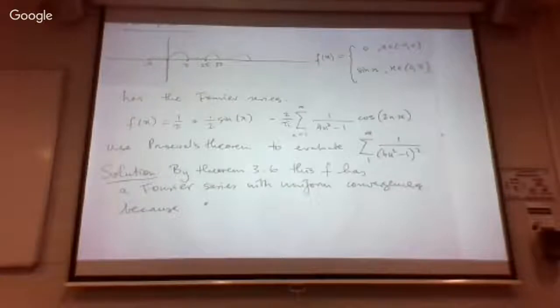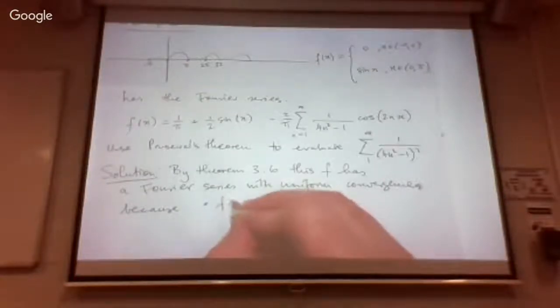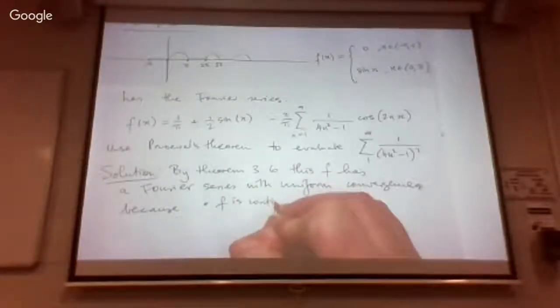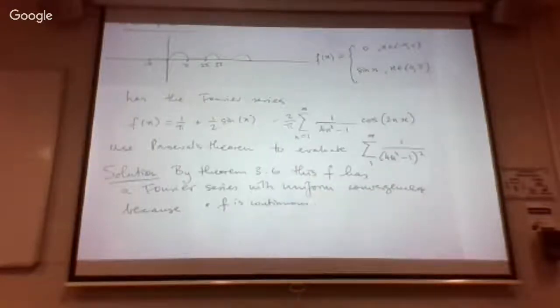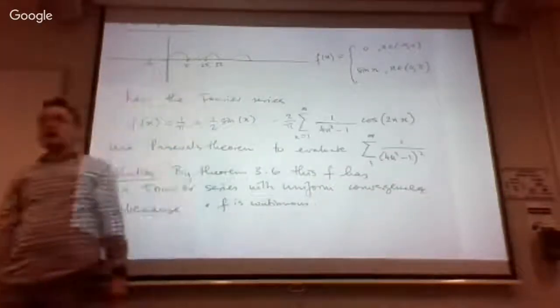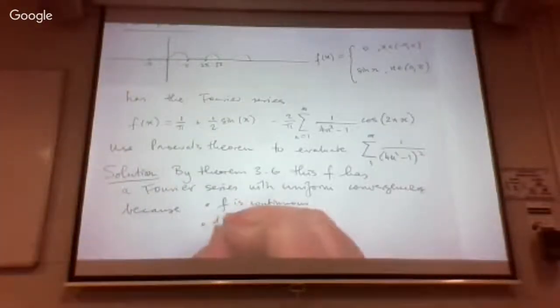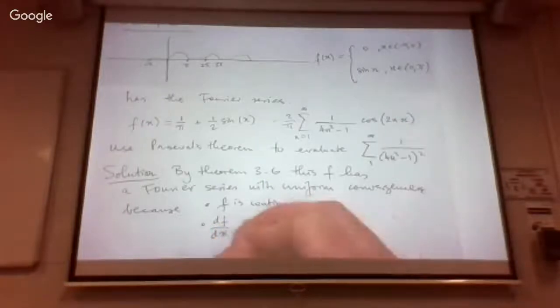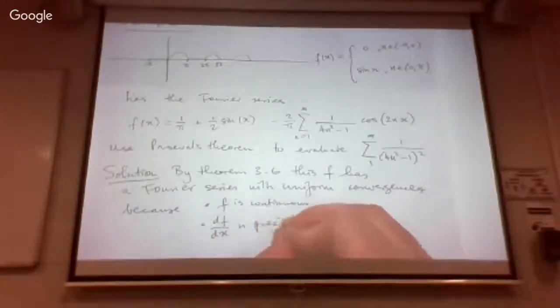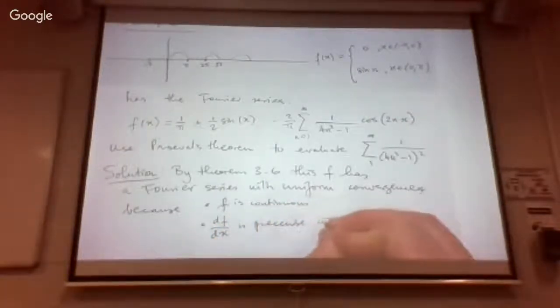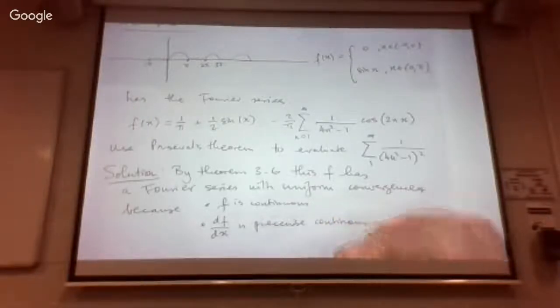The function f is certainly continuous. It doesn't make any sudden jump in values. It's just one continuous green line, the graph of the function. It is continuous. Its derivative is piecewise continuous. Its derivative is not continuous, but it is piecewise continuous.